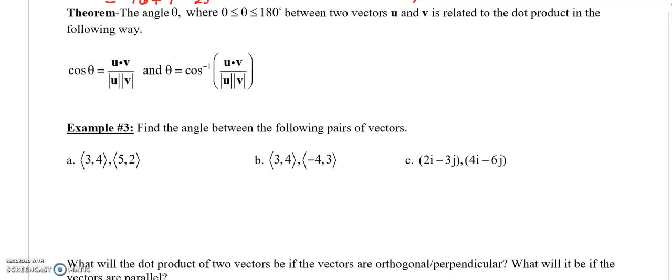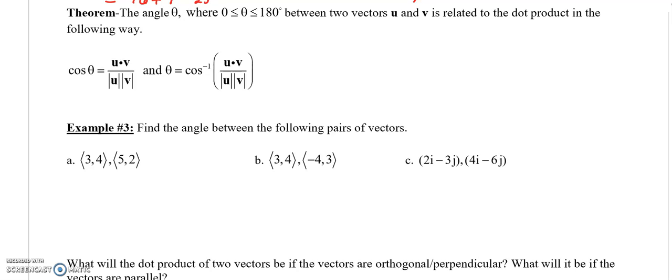It is related to the dot product in the following way: cosine theta equals u dot v over the magnitude of u times the magnitude of v. You can see me solving for theta there. This is not the only method for finding the angle between. We can always find the direction angles of the two vectors and do some manipulation, whether it's subtraction or whatever we might want to use.